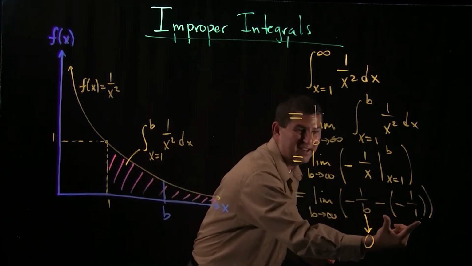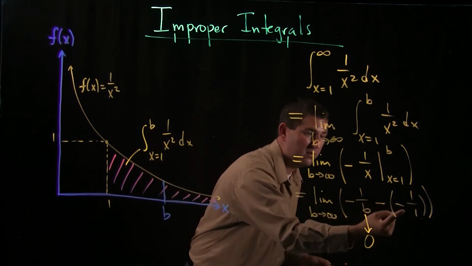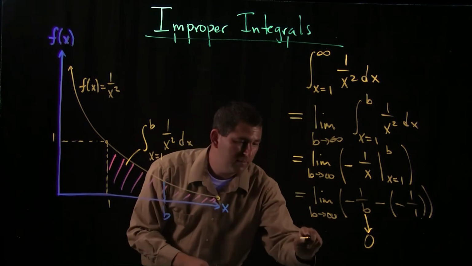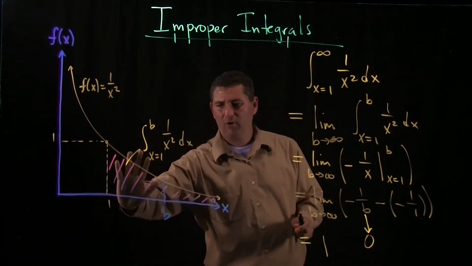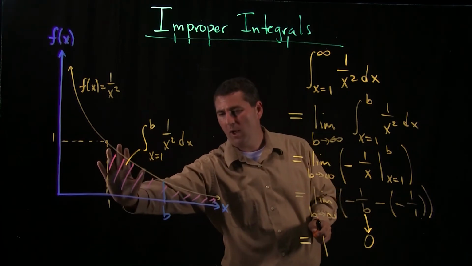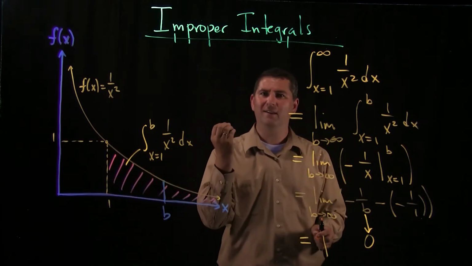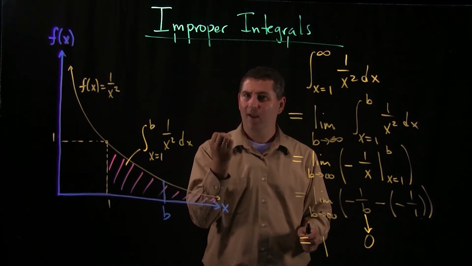And then, well, this guy doesn't depend on b at all. This is just minus 1. And so the limit is actually 1. The area underneath this curve, as you go out starting at 1, all the way out to infinity, is amazingly just 1. Okay, that's wild.